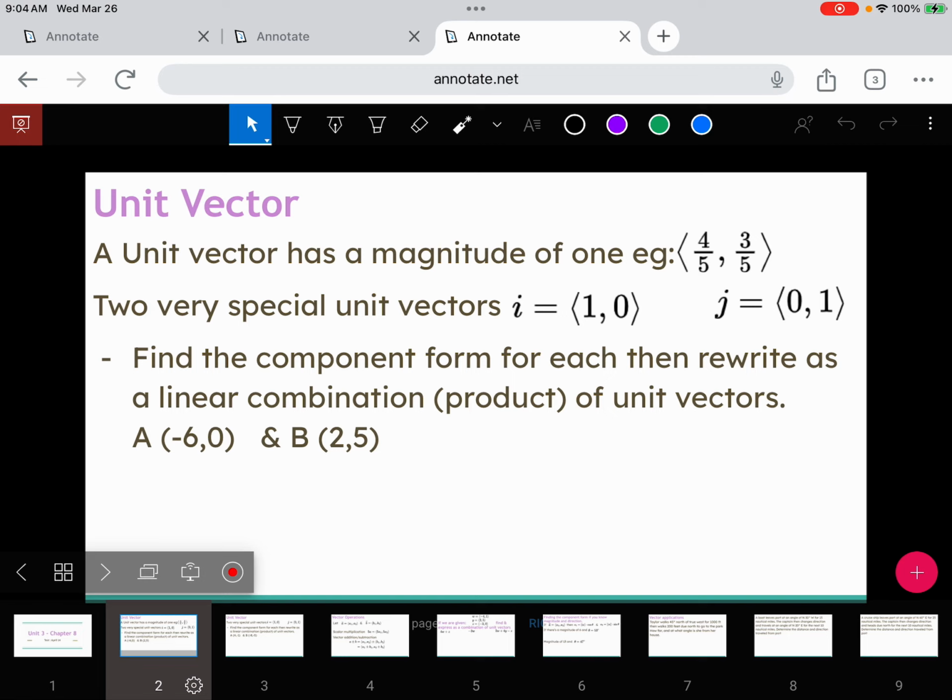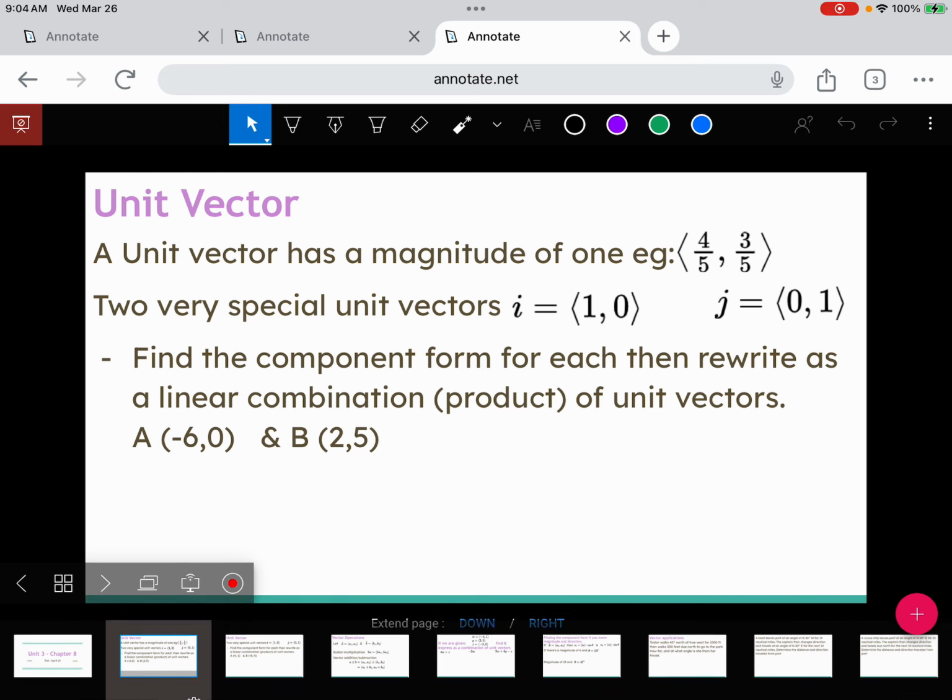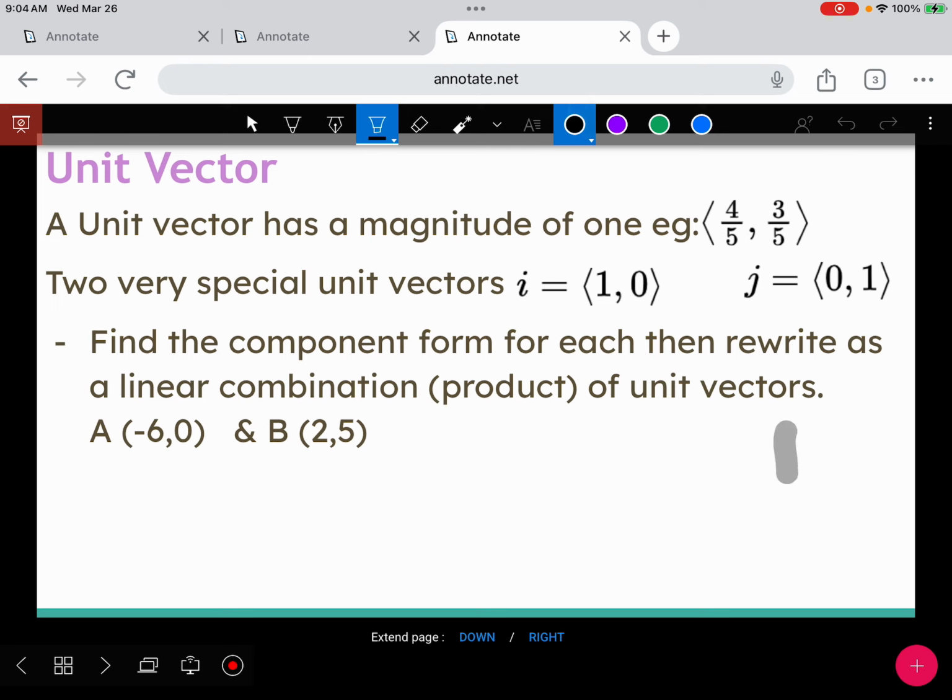All right, so we're going to go ahead and work a little bit more with our vectors. And we're going to talk about unit vectors, which are a special kind of vector. A unit vector has a magnitude of 1, meaning no matter what happens, no matter which direction it is, it would be on our unit circle.